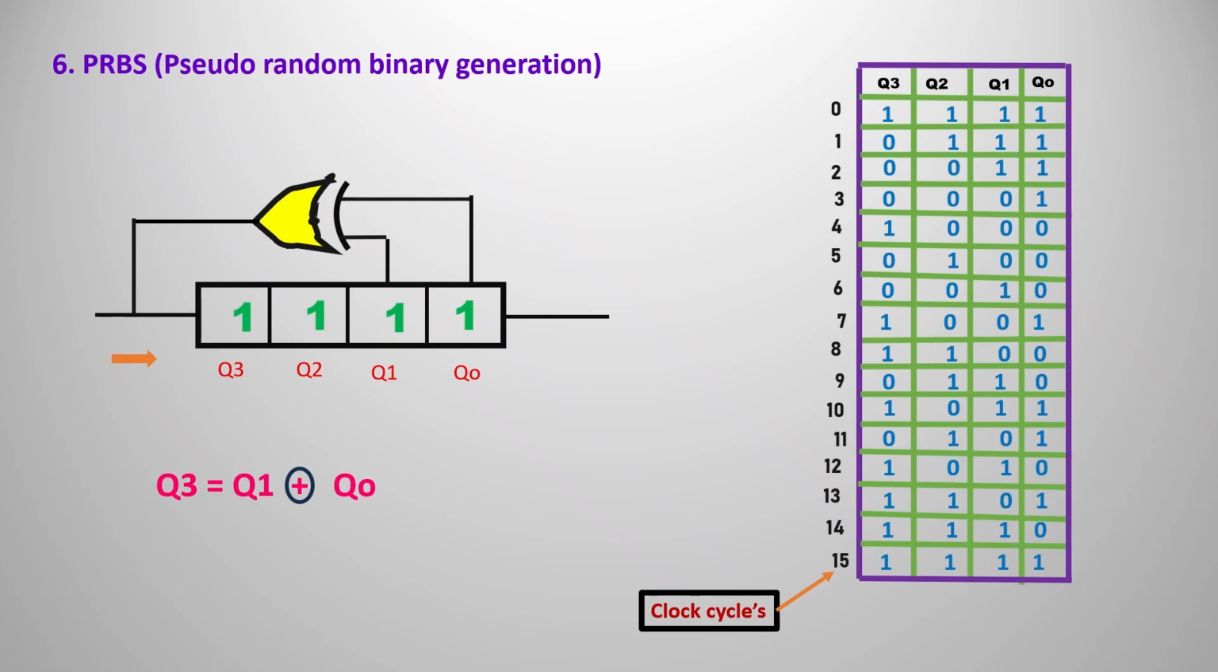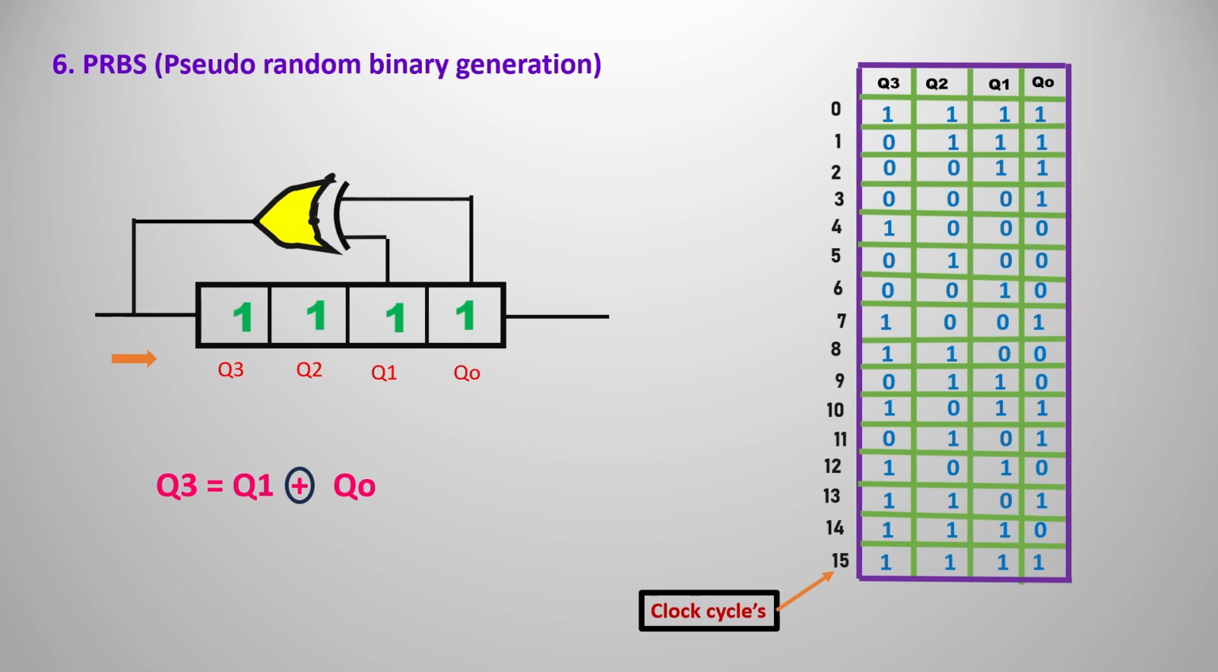So the expression for Q3 is Q1 XOR Q0. In the general way we start with all ones, and each time Q3 is equal to Q1 XOR Q0, and we proceed with the movement of the shift register, and we are going to have all possible combinations. As we have a 4-bit shift register, we are going to have 15 changes happening for this example.